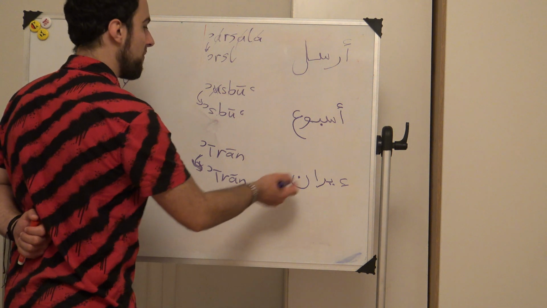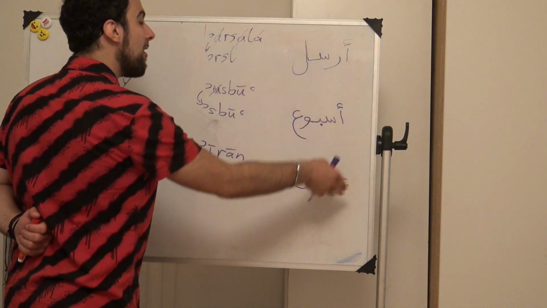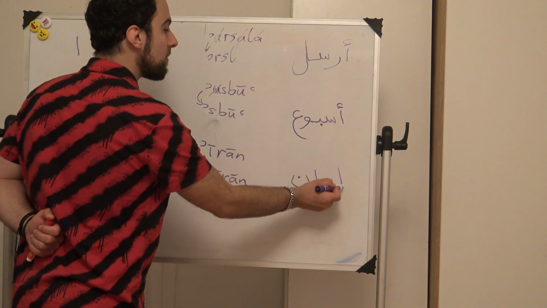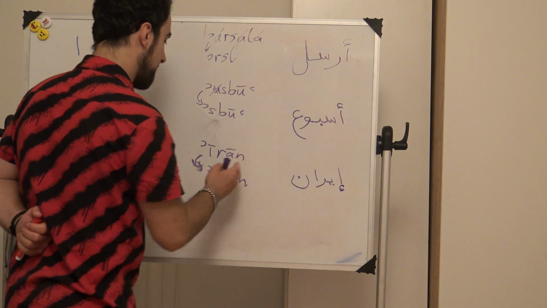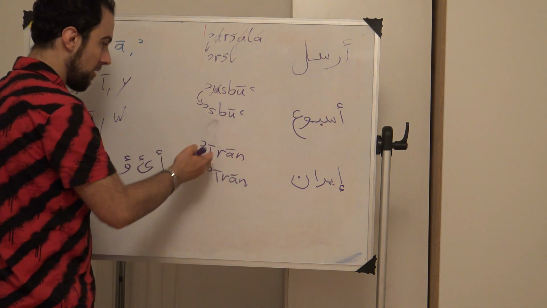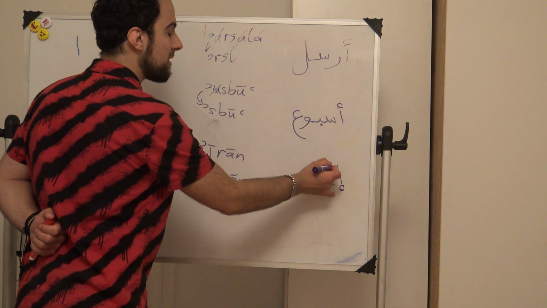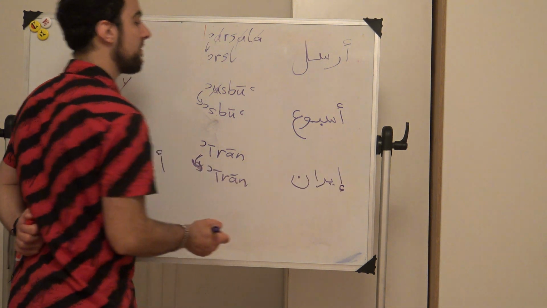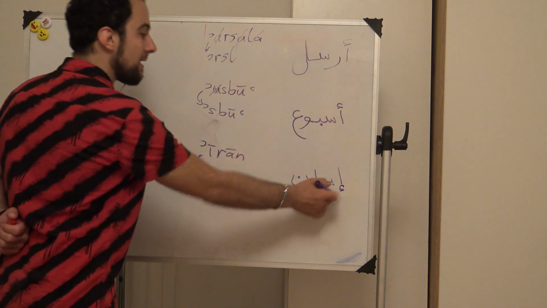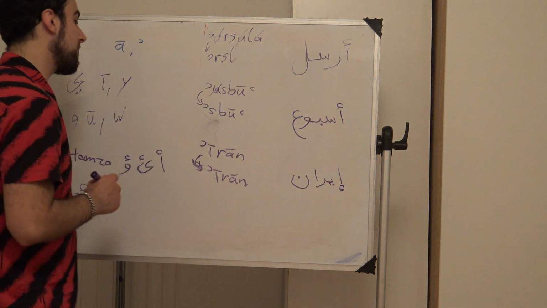Now the Hamza wants to sit on an alif, right? But in this case, when an E vowel follows, no matter if it's long or short, here in this case it's long, the Hamza wants to sit under the alif. That's how you write Iran in the Arabic script.